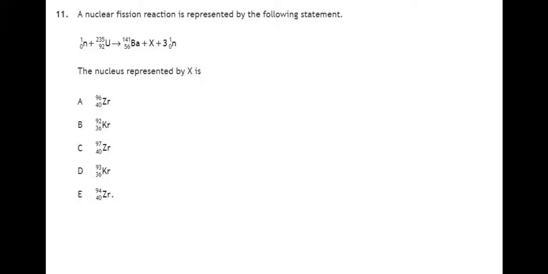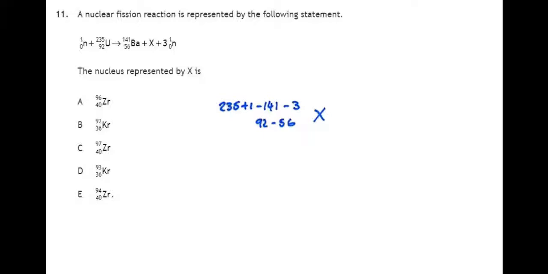So the first number, the nucleon number, the number at the top, is going to be, on the left-hand side, 235 plus 1, which is 236. On the right-hand side, it must also add up to 236. So the value for X is going to be 236 minus 141 from the barium and minus the 3 from the 3 neutrons.